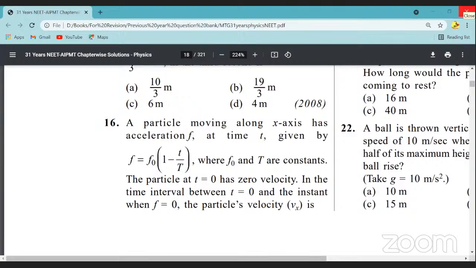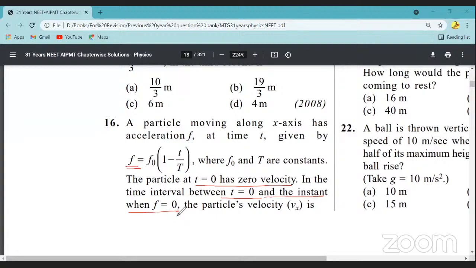Question number 16. Okay, half f naught t. Let's see, let me solve. A particle is moving, has acceleration. So this is basically acceleration. The particle at t equal to 0 has 0 velocity, so initial velocity is 0. In the time interval between t equal to 0 and the instant when acceleration is 0, the particle's velocity vx is how much?